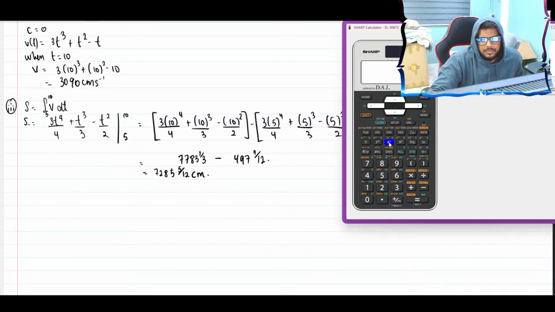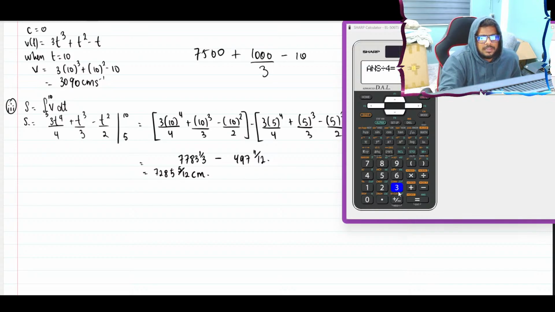10 to the power 4 by 3 divided by 4. I get 7500, right? So I'll write this down as average: 7500 plus 10 cubed, which is 1000 over 3, minus 100 over 2. Plus 1000 over 3 take away 100 over 2. Yeah, that's correct.